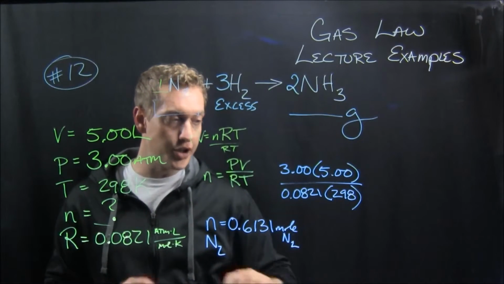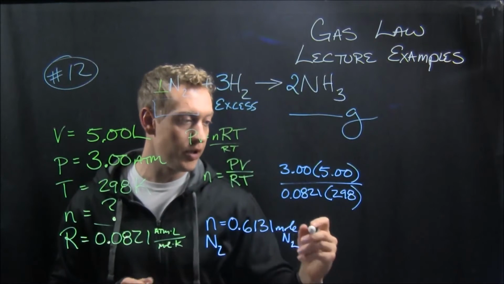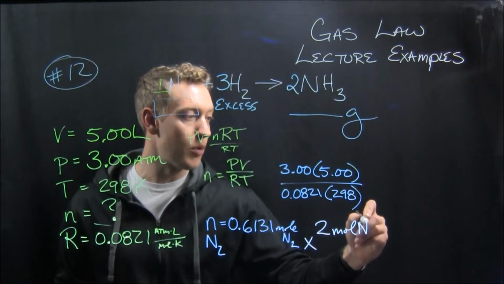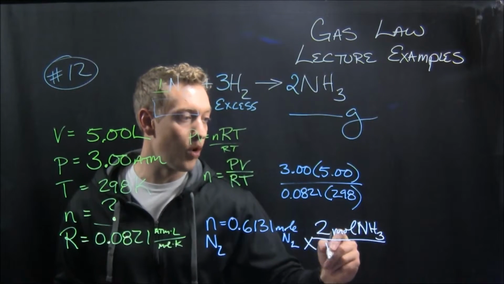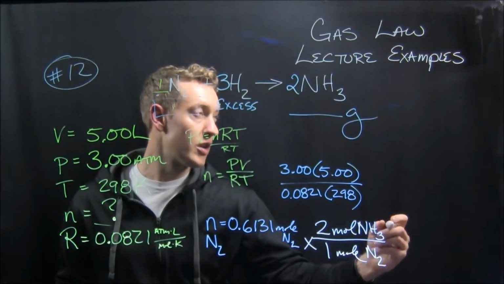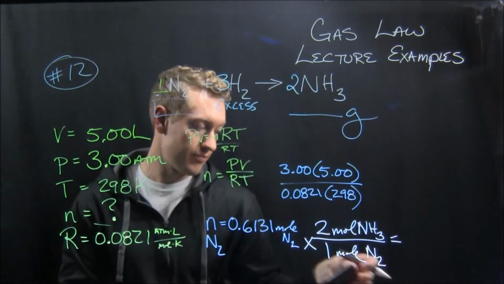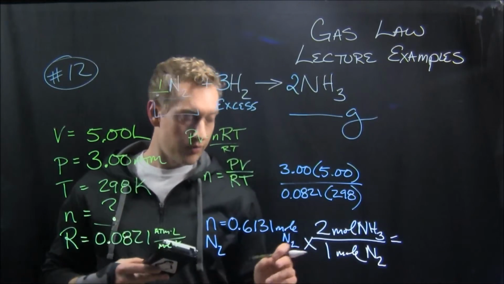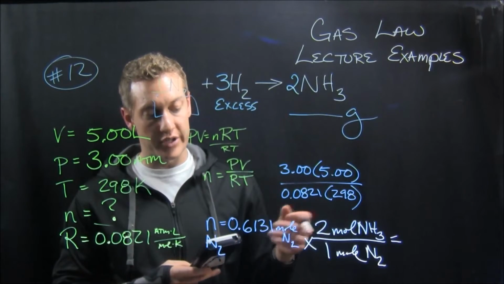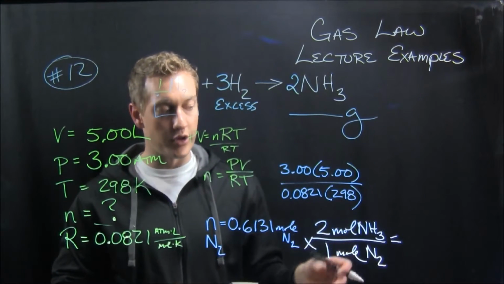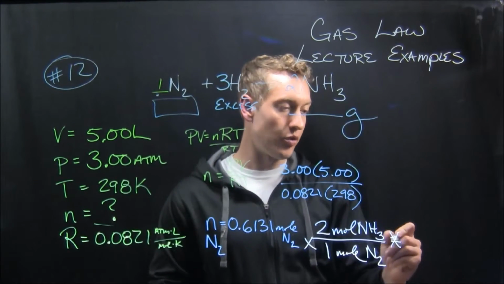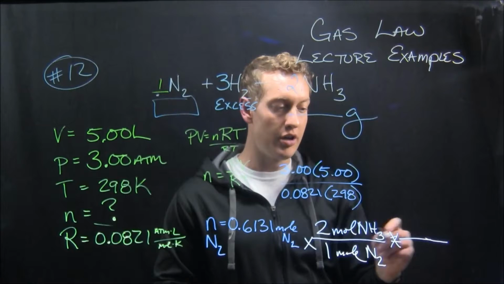Now we're going to use a mole ratio to find moles of ammonia. So it is 2 moles of ammonia for every 1 mole of nitrogen. So that means we're going to produce, well here, that times 2. So it's 1.226 moles of ammonia. And ultimately it asks for grams. So why don't we add on another conversion factor there.